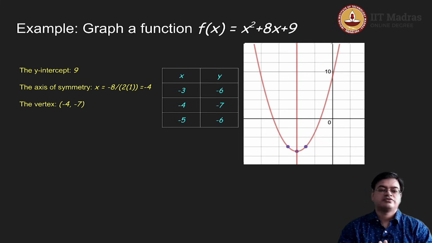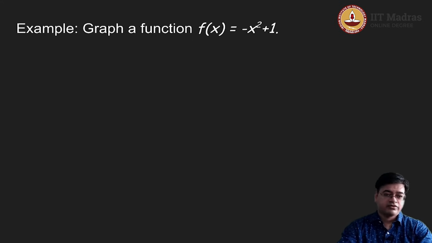Because of the knowledge of the axis of symmetry, I know where the point where the minimum has occurred, or the vertex point, is. That is the beauty of the axis of symmetry. So this is how you will be able to plot any quadratic function given to you. This is about the graphing of a function.